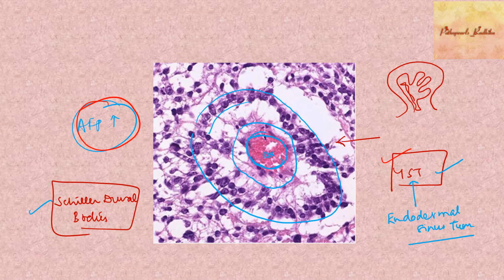You should remember this very clearly, right? Don't confuse Schiller-Duval bodies with Call-Exner bodies. Call-Exner bodies are seen in granulosa cell tumor, which is a sex cord stromal tumor, which we'll see in further videos. Yolk sac tumor usually has Schiller-Duval bodies.